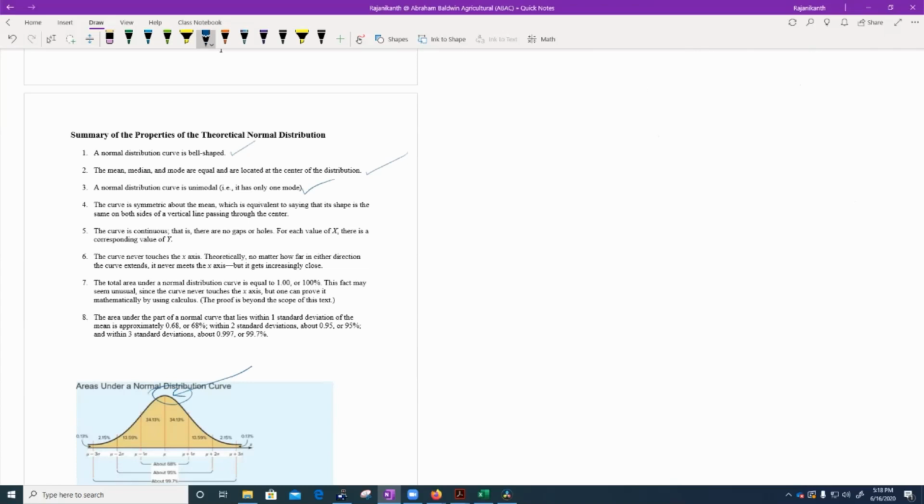The curve is symmetric about the mean, which is equal to saying that its shape is the same on both sides. Symmetric means the distribution of the curve will be the same on both sides. The curve is continuous, that is, there are no gaps or holes. You could draw the curve without lifting your hand. Therefore, this is a continuous curve.